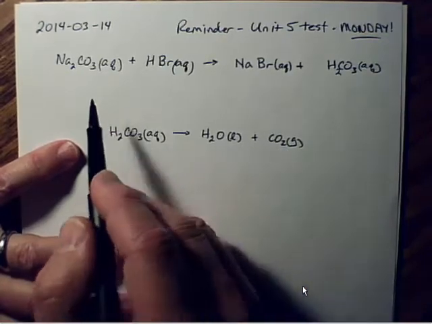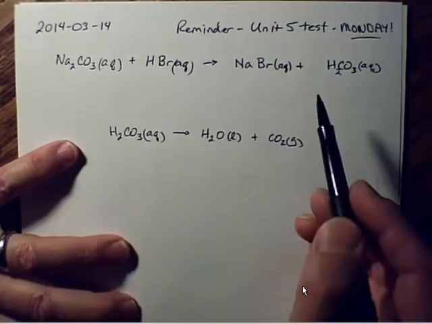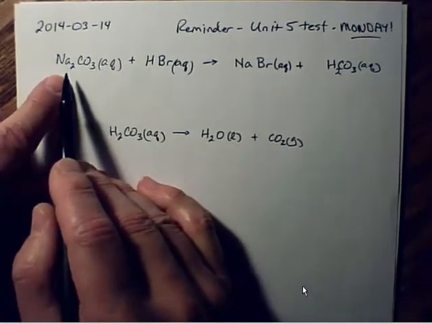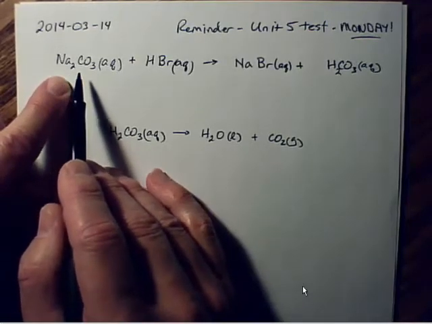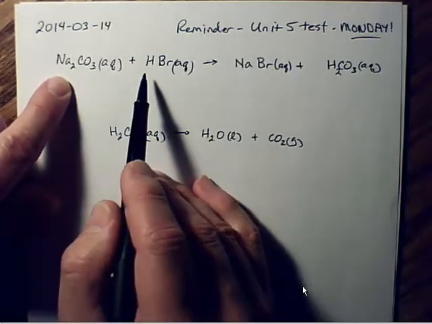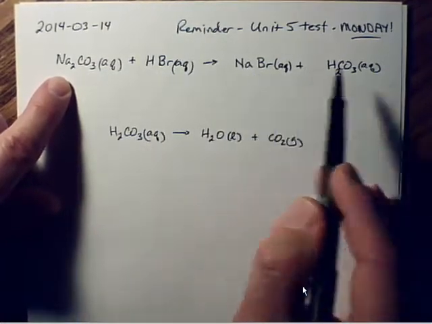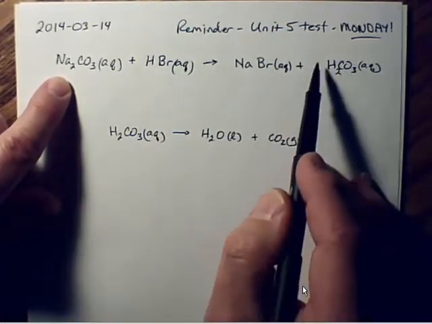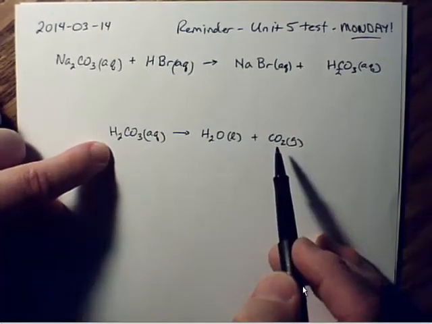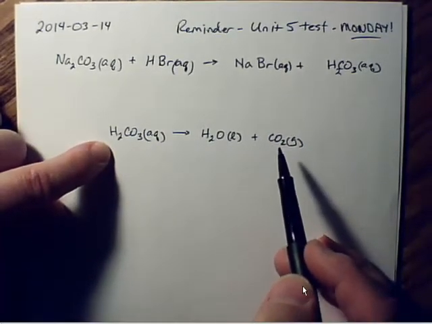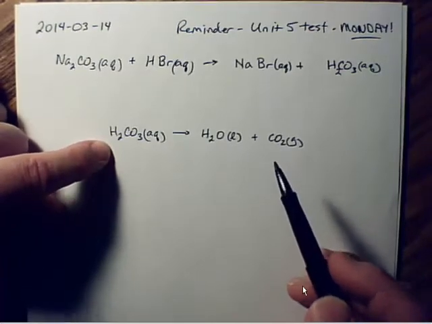Anytime you react baking soda and vinegar, baking soda is kind of like this. It's actually NaHCO3, and then vinegar has an acid, it's acetic acid. So the same kind of reaction occurs. You get 2 products. One's a salt and one is carbonic acid, which automatically breaks down into CO2, and that's where you get the bubbling from when you react vinegar and baking soda together.